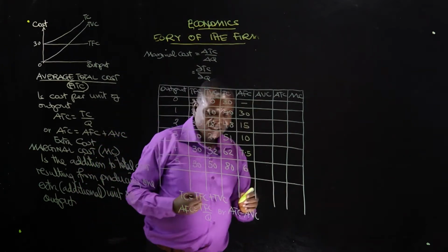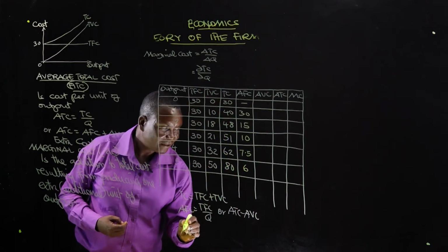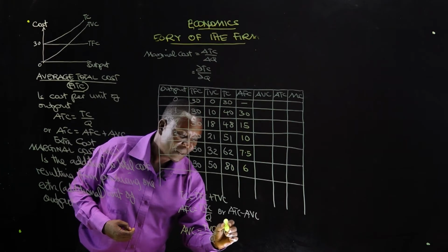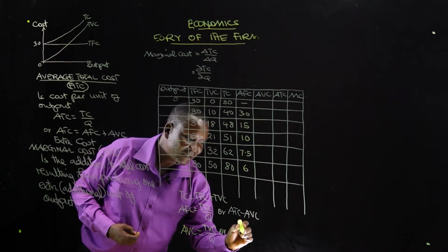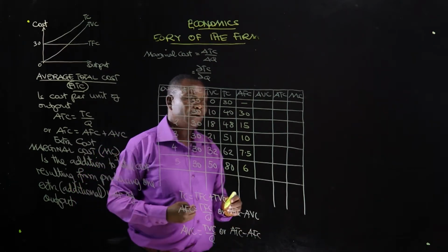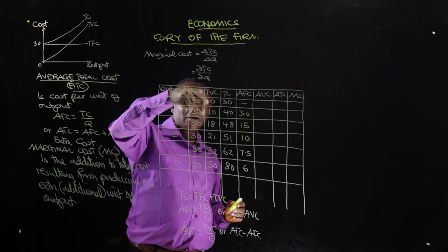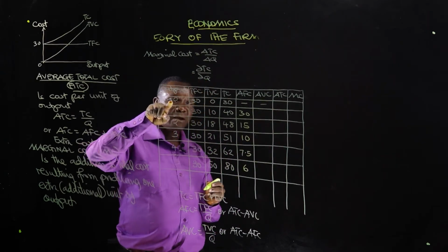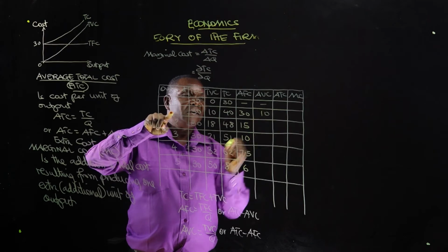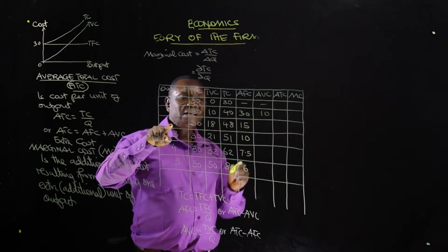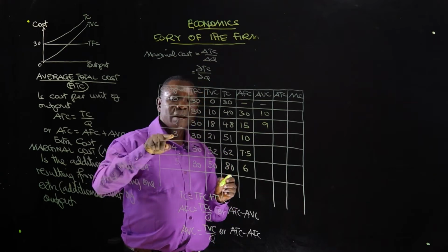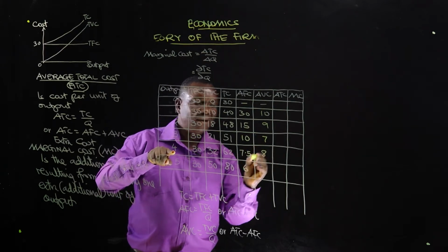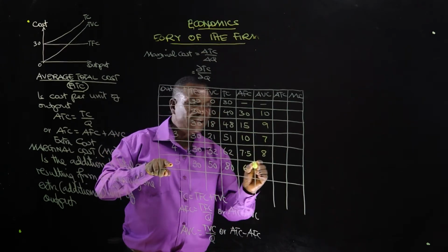Then we have average variable cost, which is equal to total variable cost over output, or average total cost minus average fixed cost. So these are the values of variable cost. 0 divided by 0 is undefined, place a dash. Then 10 divided by 1, we have 10. 18 divided by 2 is 9. 21 divided by 3 is 7. 32 divided by 4 is 8. And 50 divided by 5 is 10.